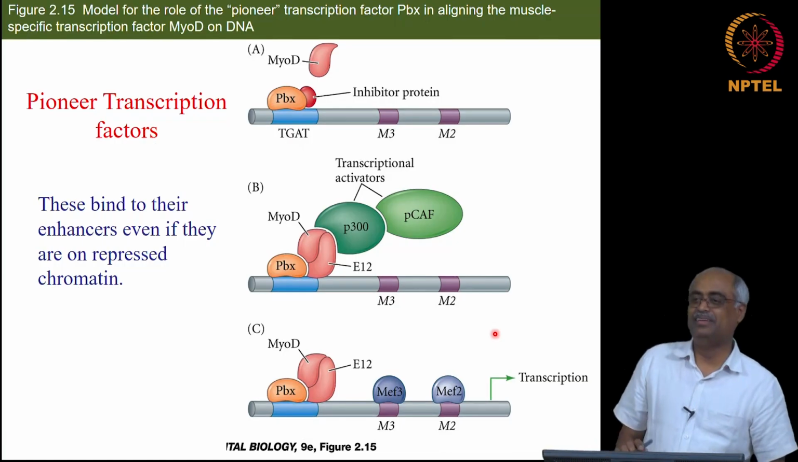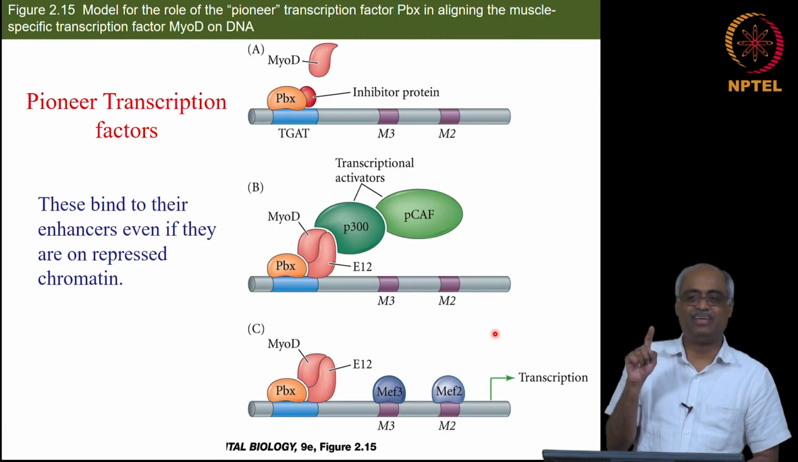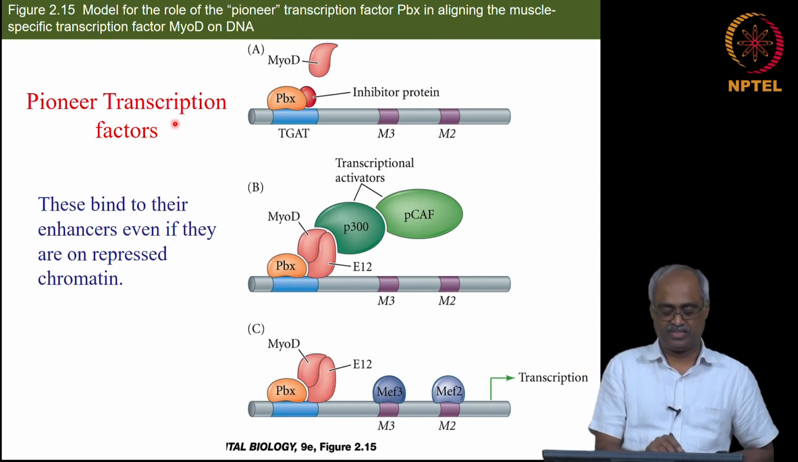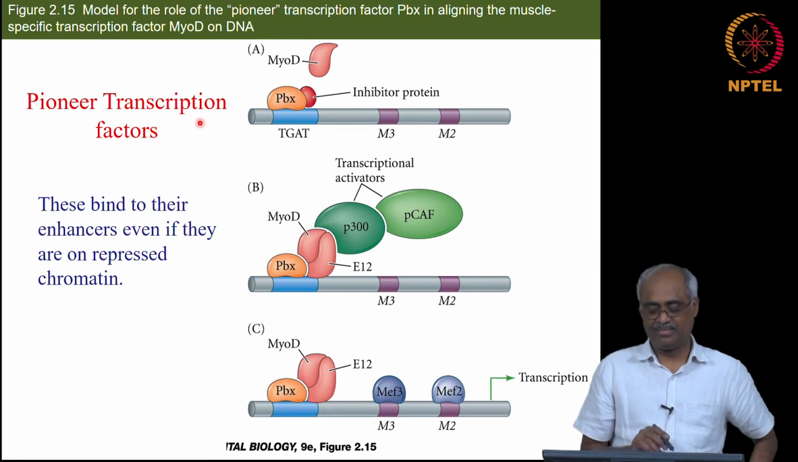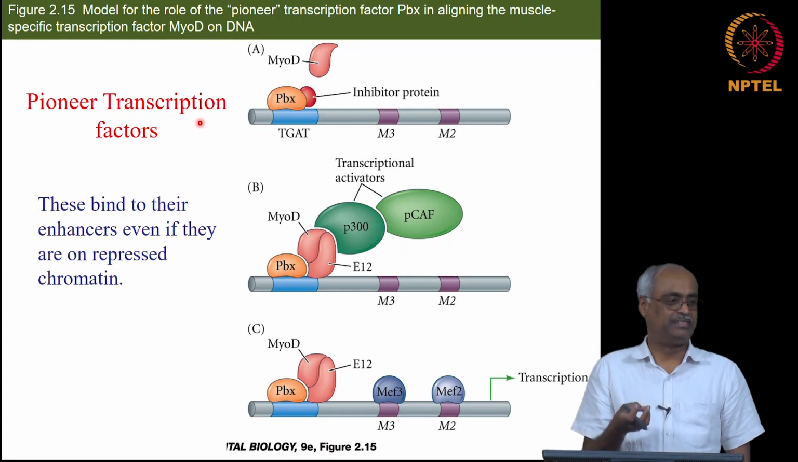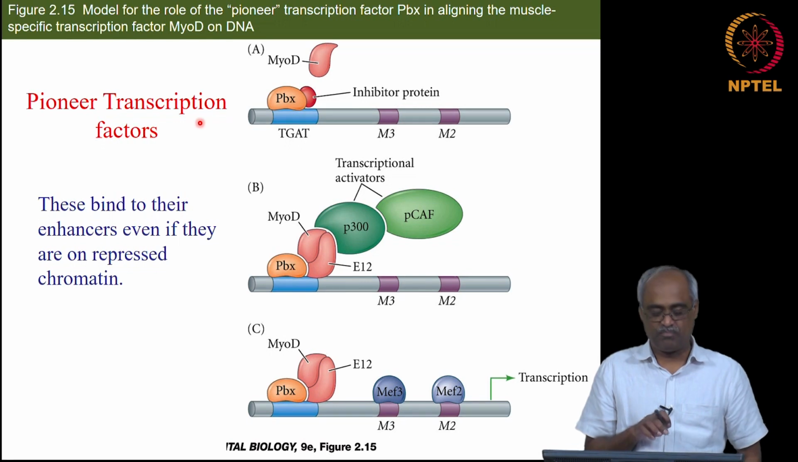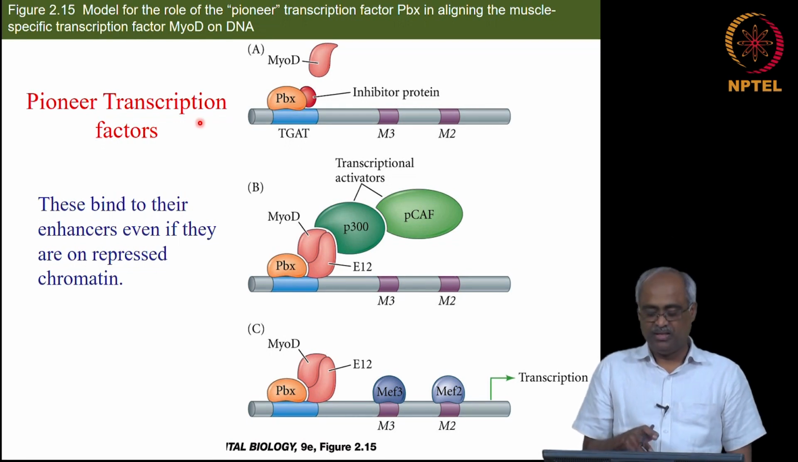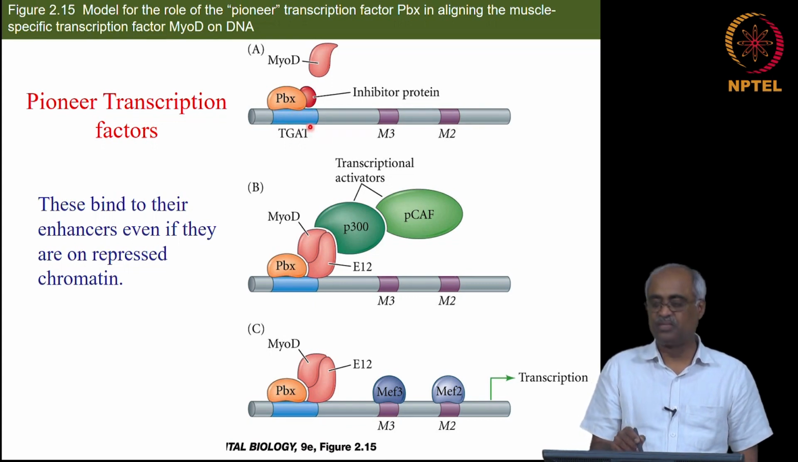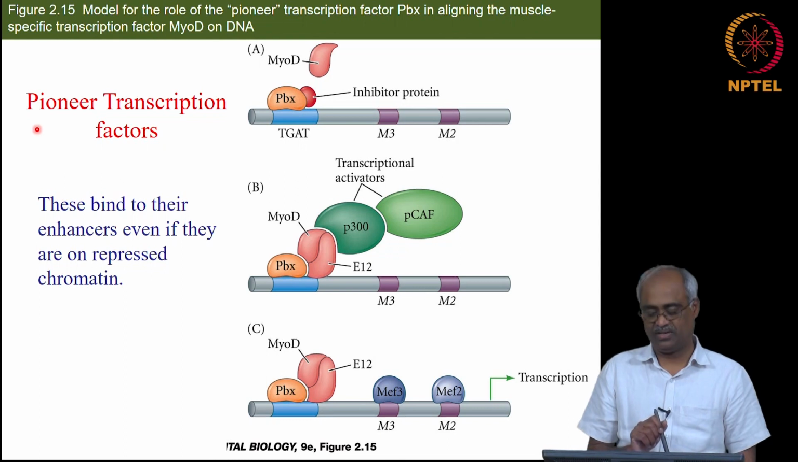Then if you follow the cascade all the way up to the top, you have something called pioneer transcription factors. These transcription factors can really open up a highly condensed heterochromatin and initiate transcription. So it need not be already poised for access to proteins. A good example is this PBX. It can go and bind to sequences in a highly condensed repressed chromatin. That is the definition of pioneer transcription factors.